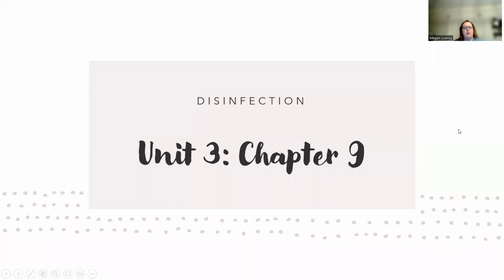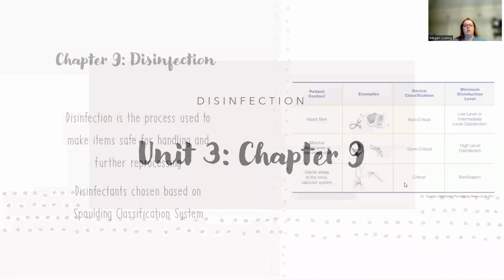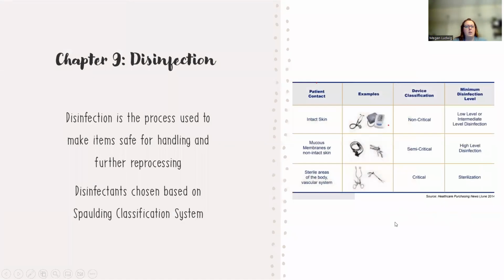All right, so chapter 9 is talking about disinfection. We talked about cleaning, then we can disinfect after that. So disinfection is the process used to make items safe for handling. The cleaning gets rid of that gross debris. Now we're going to disinfect it so we can handle it and then reprocess it. We want to repackage it so then it can go back into a sterilizer.